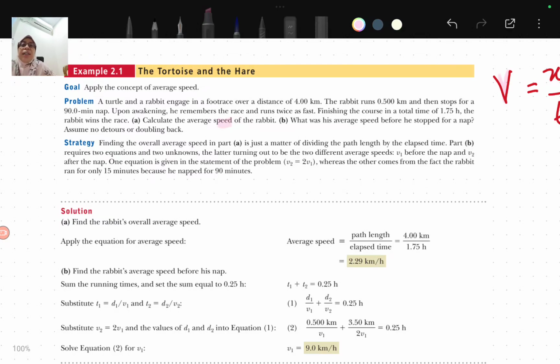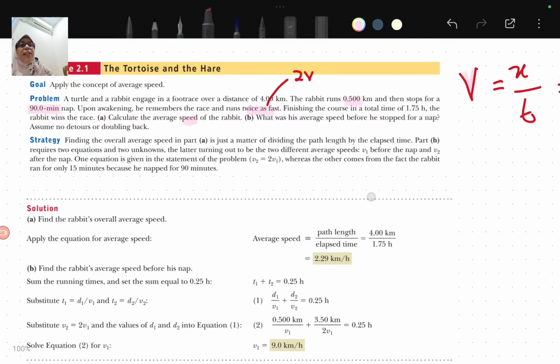It says over here, a turtle and rabbit engage in a foot race over a total distance of 4 kilometers. So 4 is the total distance. However, the rabbit only runs 0.5 kilometer and then he stops. When he stopped, it means time is still running, and that time is 90 minutes. What he did was nap. Upon awakening, he remembered the race and then ran twice as fast. Twice as fast means that we're going to note it as 2v, finishing the course in a total time of 1.75. So what does it mean by 1.75?